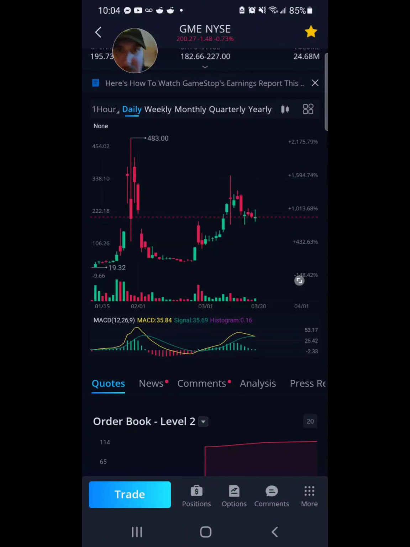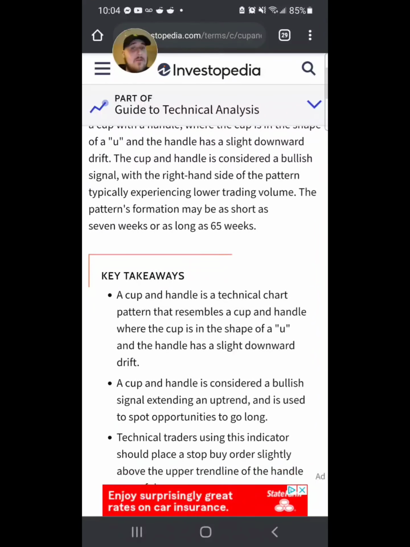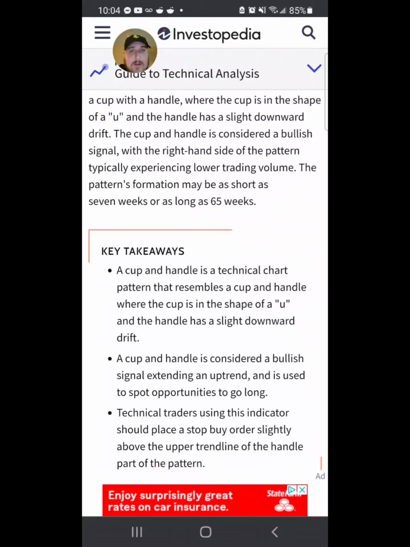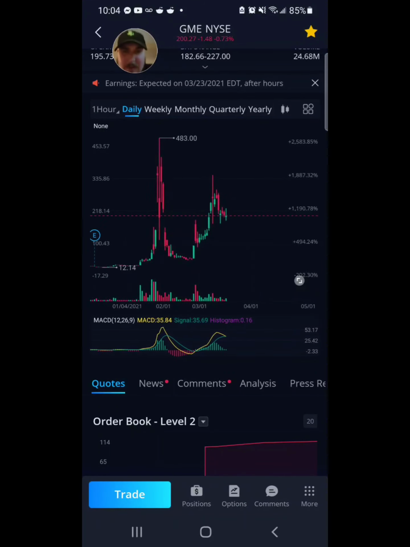So if we look at this, there's been a steady decline of volume under here for March. If you look at it, and if we circle right here, the volume is basically minimal. That's another key factor in cup and handle patterns. You need low volume, okay? The pattern's formation may be as short as 7 weeks or as long as 65 weeks. Okay, so we look at this. So I'm just going to zoom out here just so we can see the timeline here.